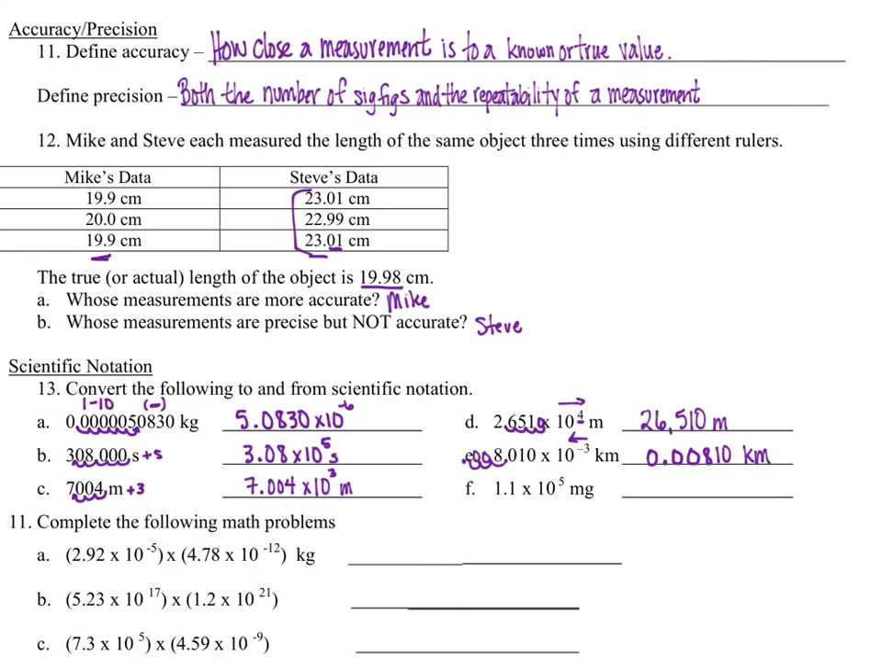F, 1.1 times 10 to the 5th milligrams. It's positive. I'm going to be moving it to the right 5 places. So, you know, kind of write it down. 1, 2, 3, 4, 5. And here I'm going to add zeros. So here my number would be 110,000 milligrams.